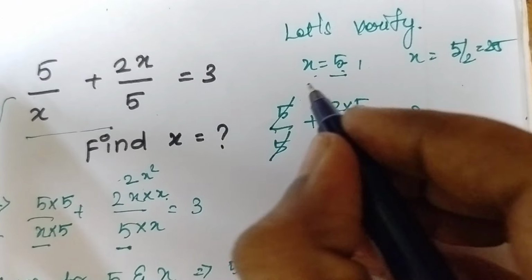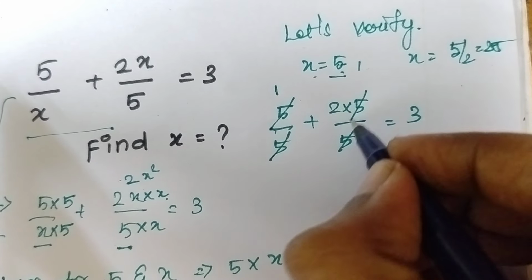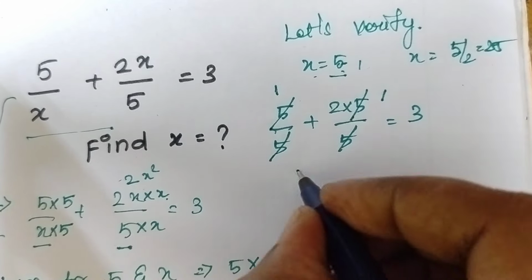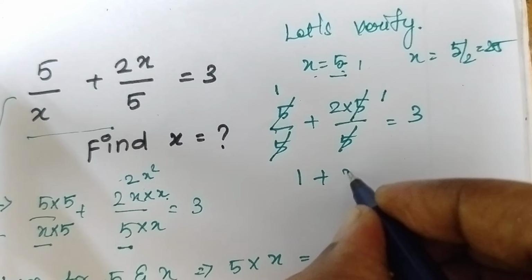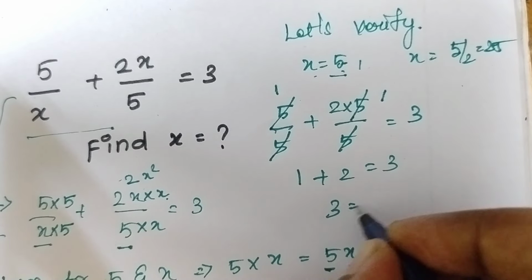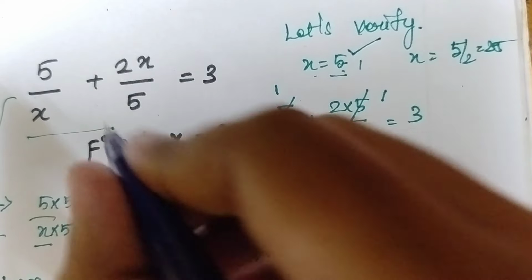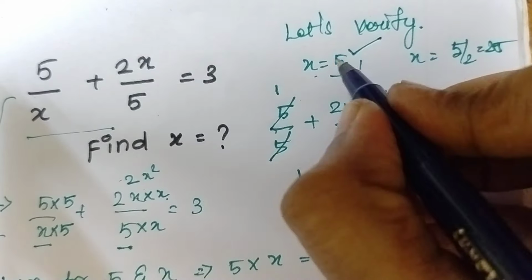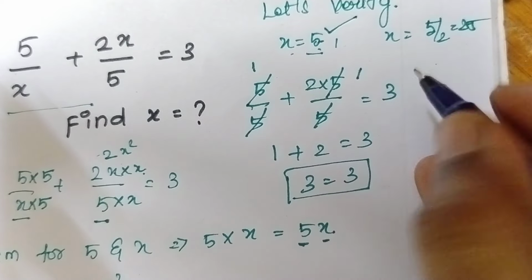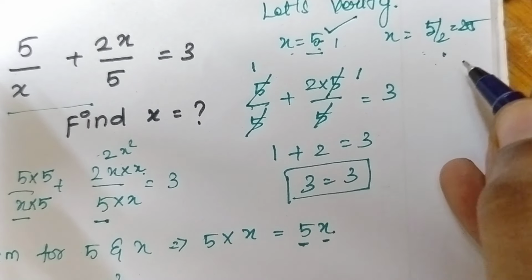Then I will get 1 here. Here 5 cancels, here 1 is there. So 1 plus 2 into 1 is 2, which is equal to 3. Therefore 3 equal to 3. Therefore x is equal to 5 satisfies this equation. So let's keep it as it is. Let's check for x is equal to 5 by 2.